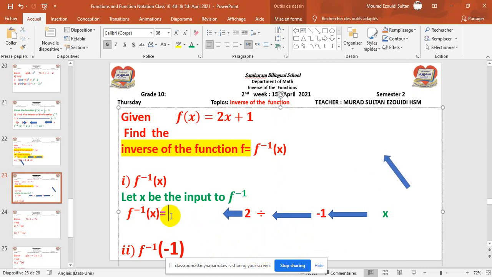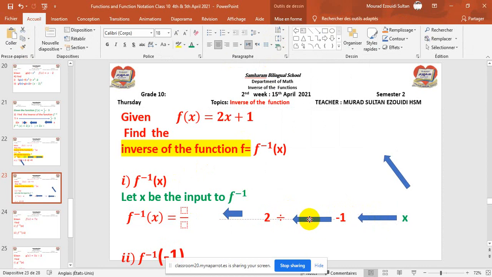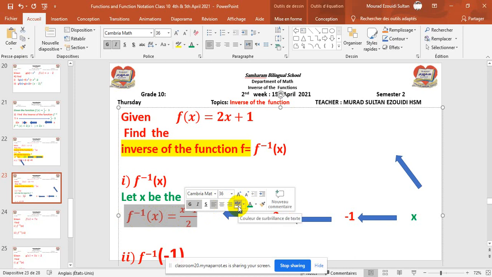Okay, just a moment. Okay, so here we told f of x is equal to x minus 1 all divided by 2. I will write here x minus 1 all divided by 2. Clear? This is now the inverse function. This one is the answer, my daughter. Clear?